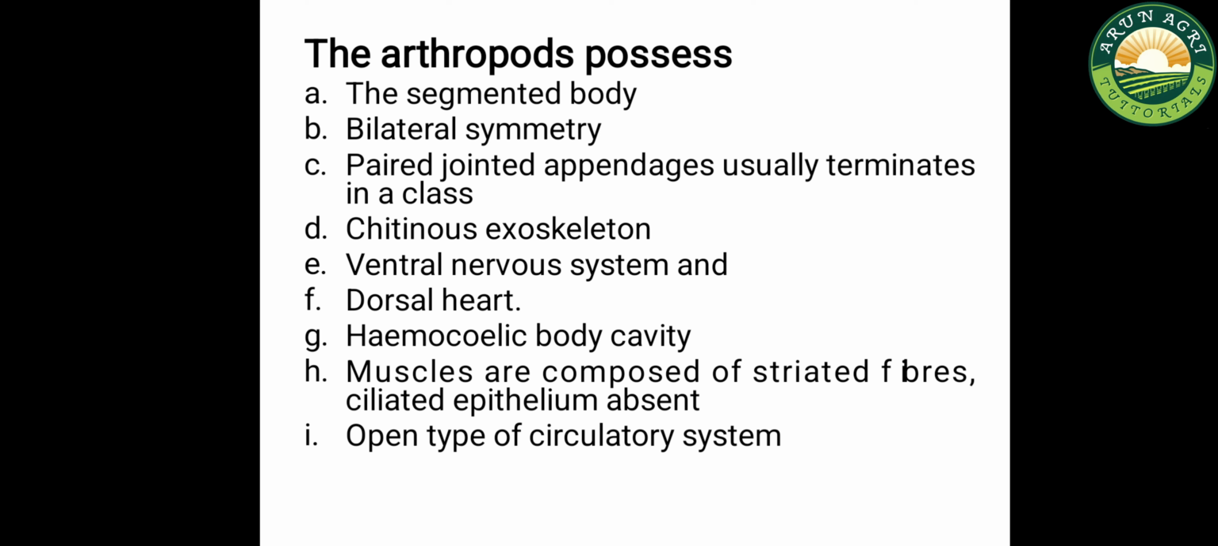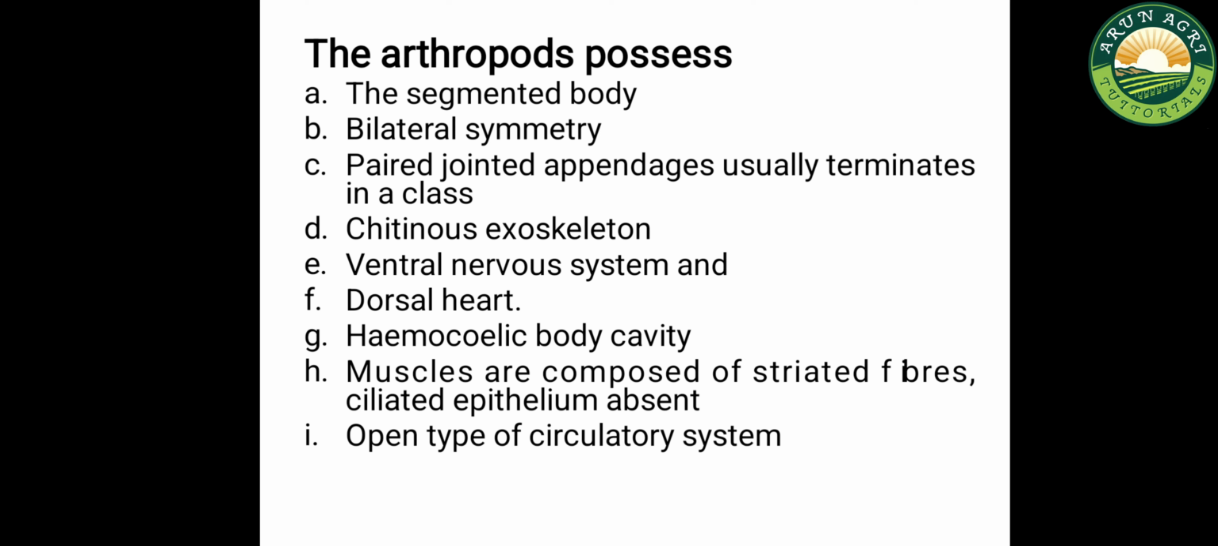It has a ventral nervous system, also called the ventral nerve cord, and a decentralized nervous system, so whatever stimulus it gets is distributed all over its body. And a dorsal heart, so its heart is present on the dorsal side of the body. Next, a hemocoelic body cavity, meaning it contains hemolymph in it.